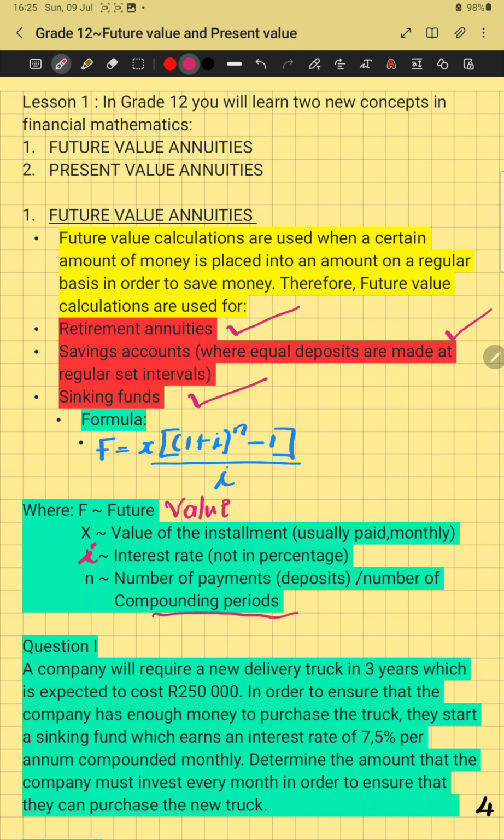Now that means in every calculation that we'll be doing, we'll be using this formula here. Now let's start.